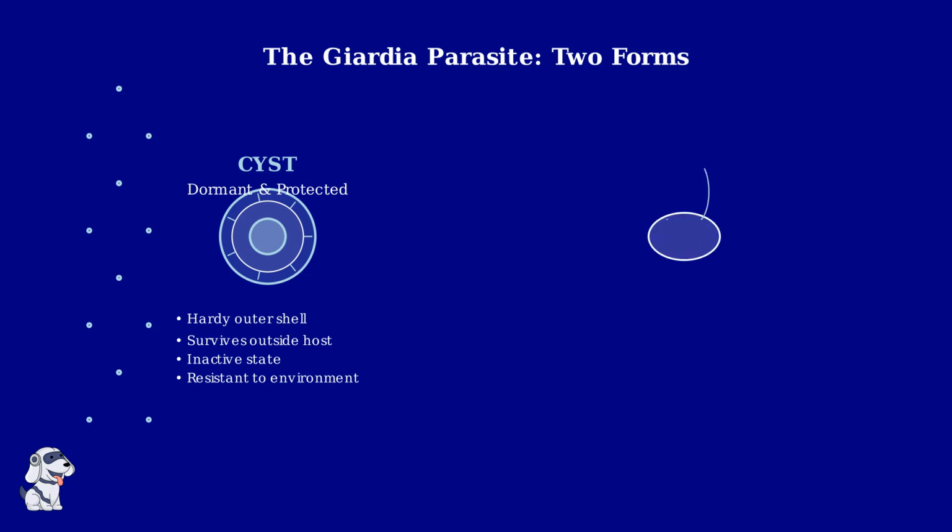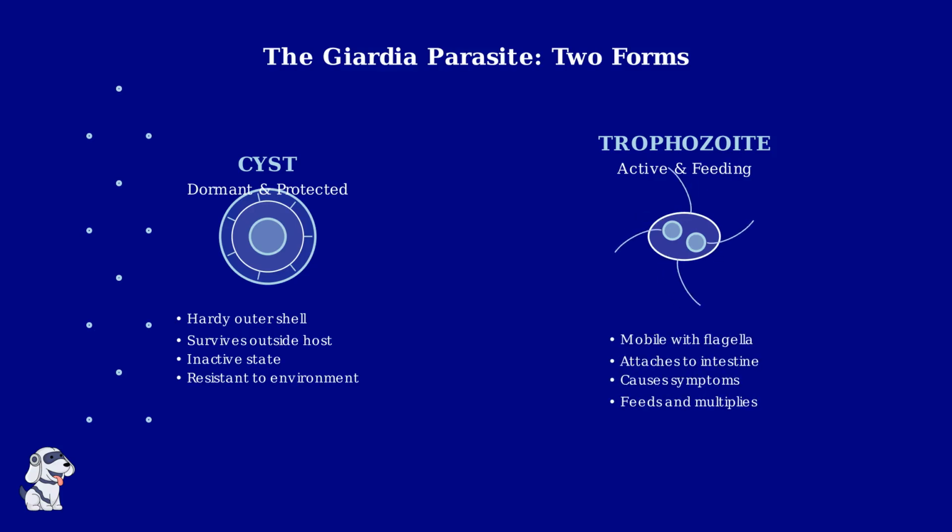The second form is the trophozoite. This is the active living form that actually causes the infection. Trophozoites look completely different from cysts. Trophozoites have whip-like structures called flagella that help them move around. They attach to the wall of your small intestine, where they feed and multiply, causing the symptoms of giardiasis.